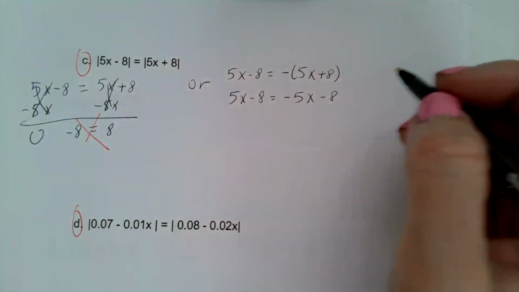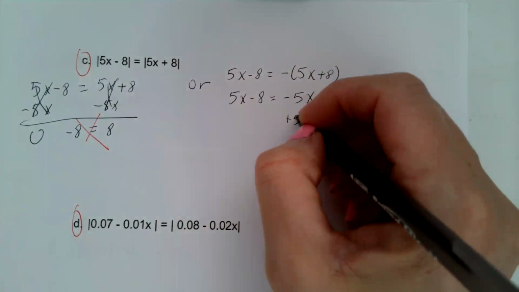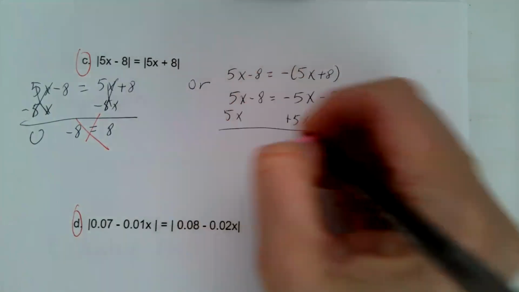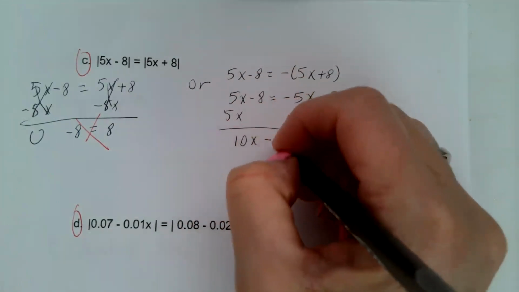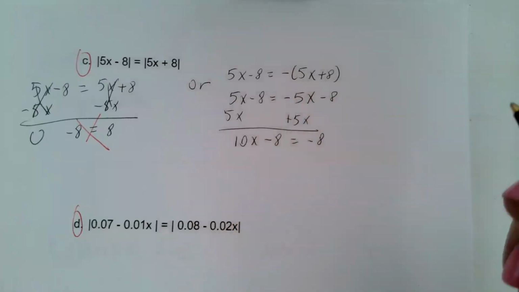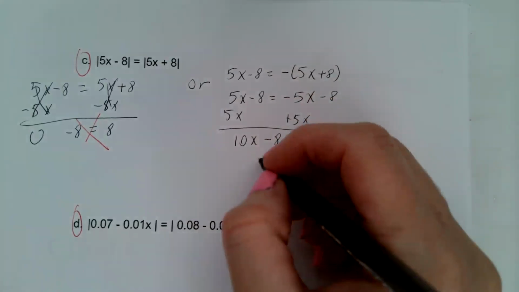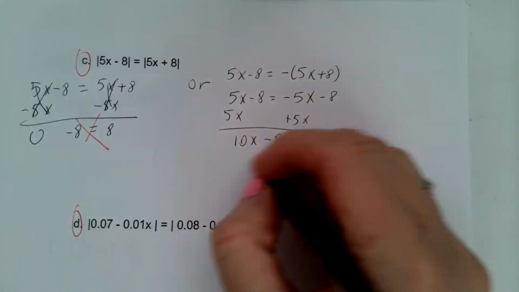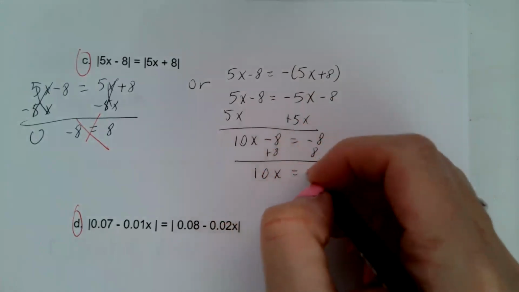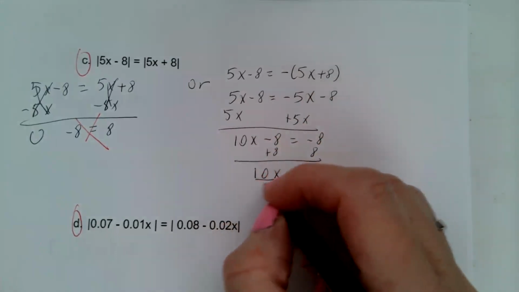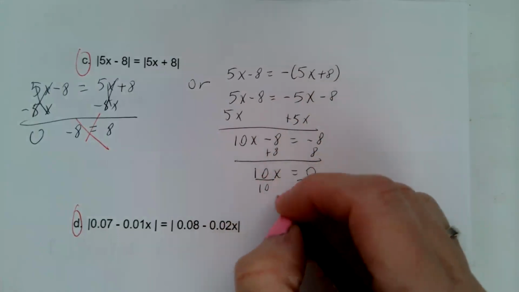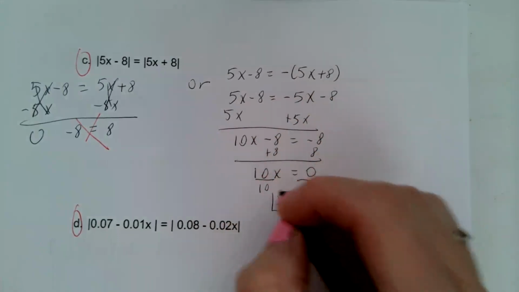And then over here, it's going to be 5x minus 8, distributing the negative. We arrive here. So if we add 5x to both sides, we get 10x minus 8 equals minus 8. And then we're going to add 8 to both sides. We get 10x equals 0. And dividing by 10, we get x equals 0.